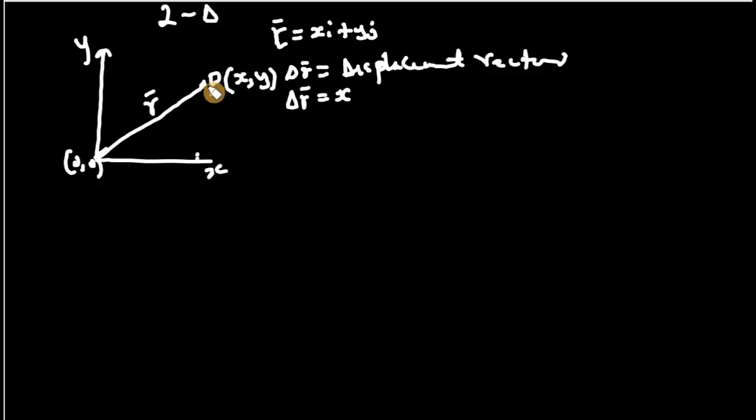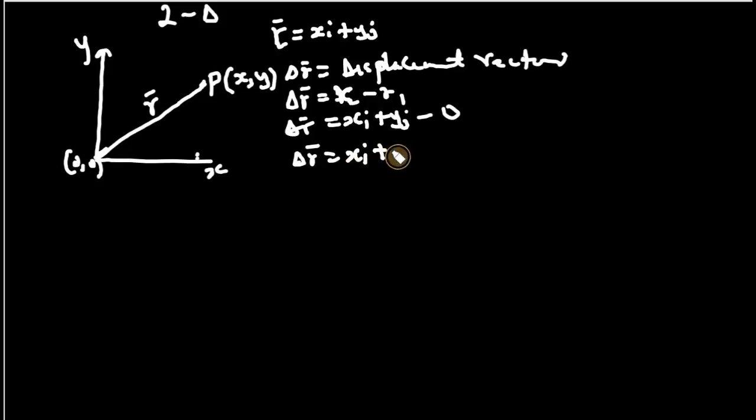So in this case now, let's be consistent. Let's use R2 minus R1. And of course, at this point now, we have x i plus y j minus this point, which will be 0. So that the change in position vector here will now be x i plus y j.